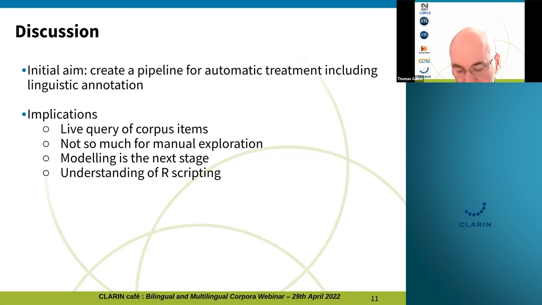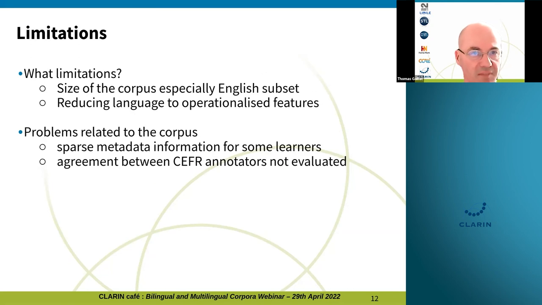And one other implication is that it requires understanding in R scripting to some extent in order to modify the scripts, especially the third script, which is just a toy script. And of course, more can be done in this area. There are a number of limitations. The size of the corpus, it's rather small as it stands. Now, it's an oral corpus, mostly. So in terms of spoken learner corpora, it's not that small. But it's true that if we compare it to general corpora, it seems rather small. And the English subset is quite small. And so there is more work to be done in that direction.